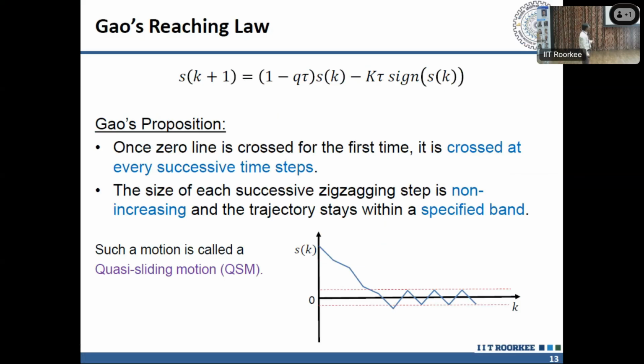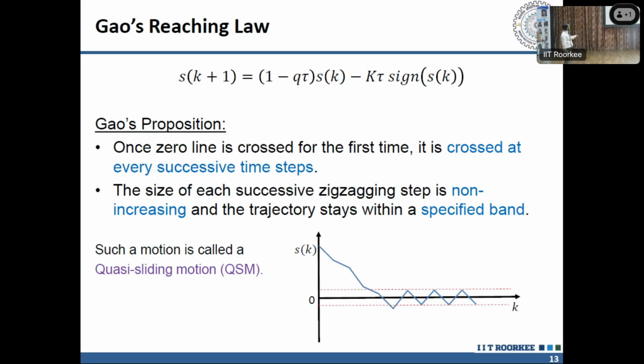If these two are satisfied, then it is sliding in terms of tau. This is specifically mentioned and given a name, that is quasi-sliding motion. Quasi-sliding motion should respect this property as per Gao. So Gao was the first who proposed this thing. He said that we can call this quasi-sliding motion, and this quasi-sliding motion must respect this property.